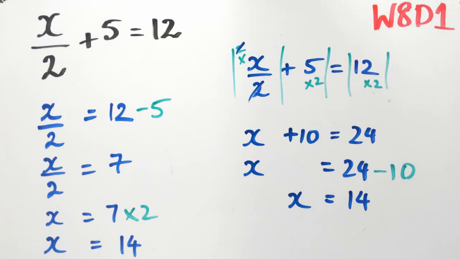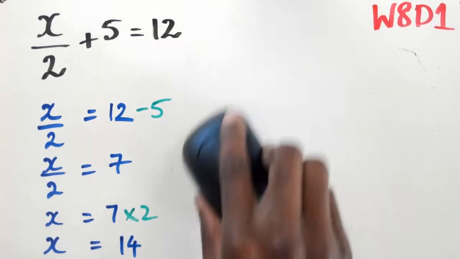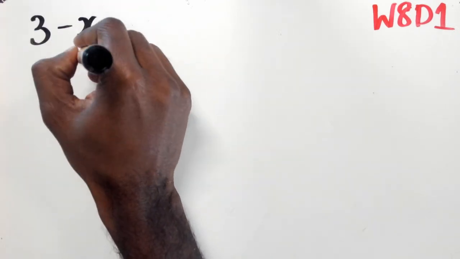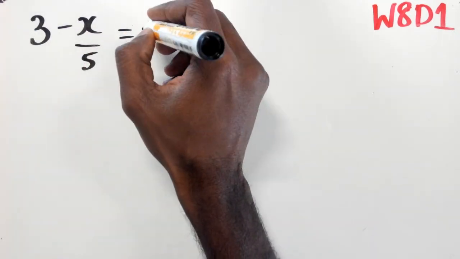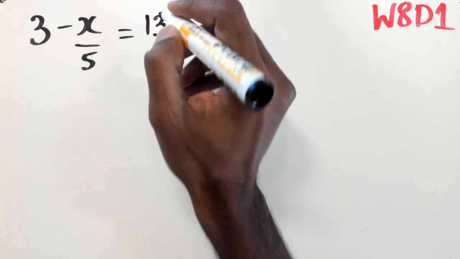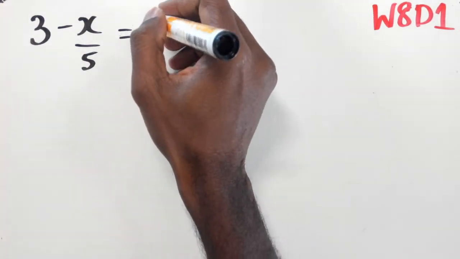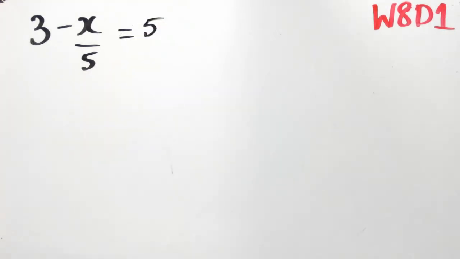Okay, so let me show you guys one more example, and then we'll call it for this short video. Okay, so what happens in a situation like this? So let's say we've got something like 3 minus x over 5 equals to 13. No, not 13. Let's actually make it a bit simpler. Let's just do 5. Okay?